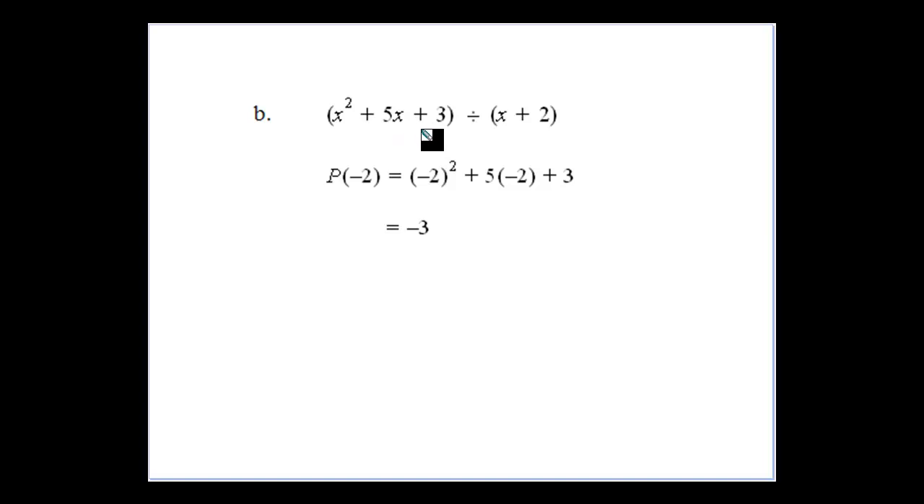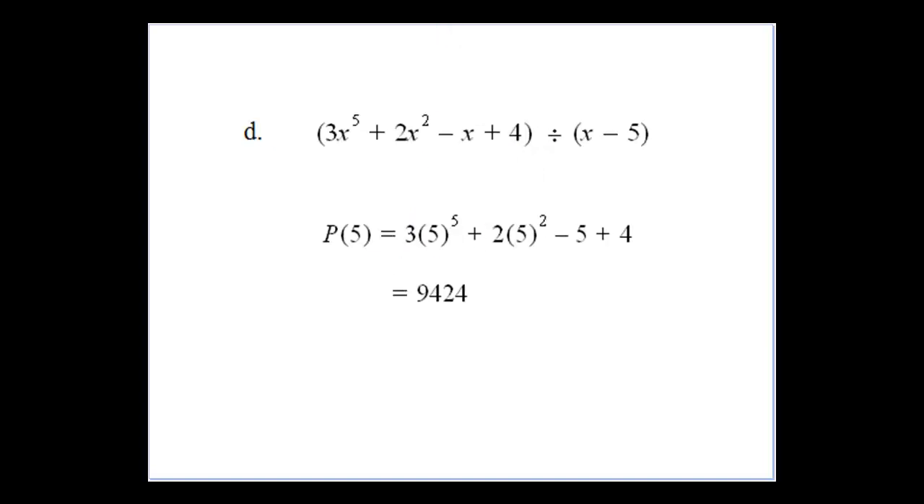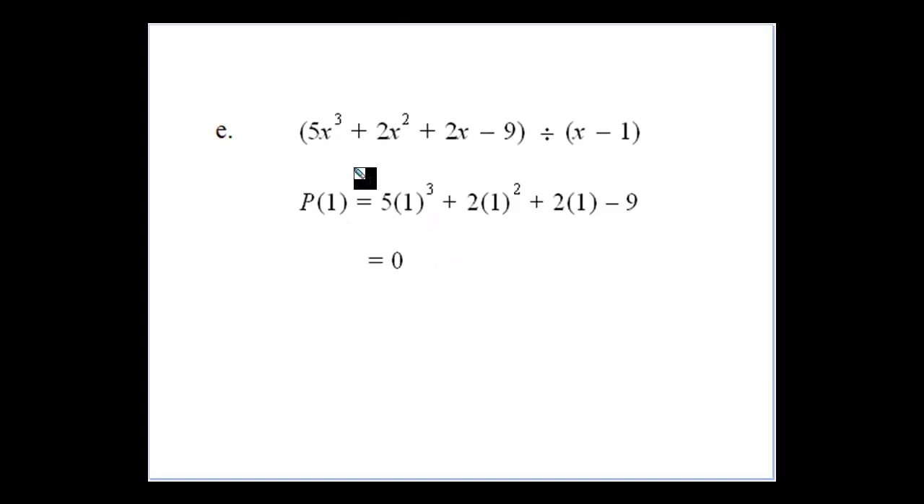Take x squared plus 5x plus 3 divided by x plus 2. Substitute minus 2 into the polynomial, and we get minus 3 as our remainder. Next, 2x cubed minus 4x minus 1 divided by x plus 3. Because it's x plus 3, we put minus 3 in, and we get minus 43. For x minus 5, we substitute a positive 5 to get a remainder of 9,424. It works the same way each time. This one is a little different: x minus 1, so we substitute 1 in, and we get 0.